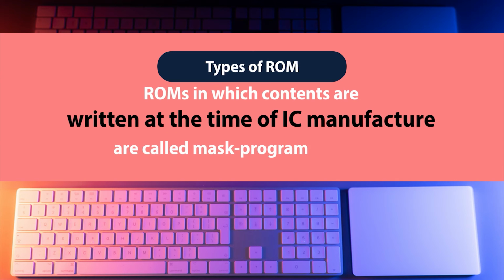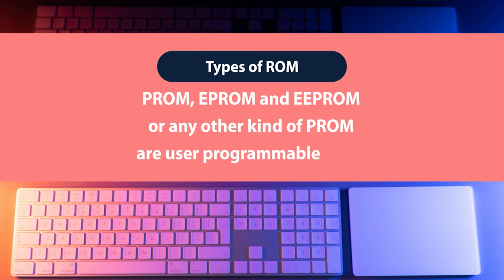The ROMs in which contents are written at the time of IC manufacture are called masked programmed ROMs, whereas PROM, EPROM and EEPROM are other kinds of ROMs which are generally user programmable ROMs. If we talk about the programmable ROMs, they are more like your ROM, but they are built blank. In the sense that only once can they be written on by making use of a PROM programmer or PROM burner. And after that, it will act like any other ROM. That means we cannot change the data after that. It is only once we can write this.